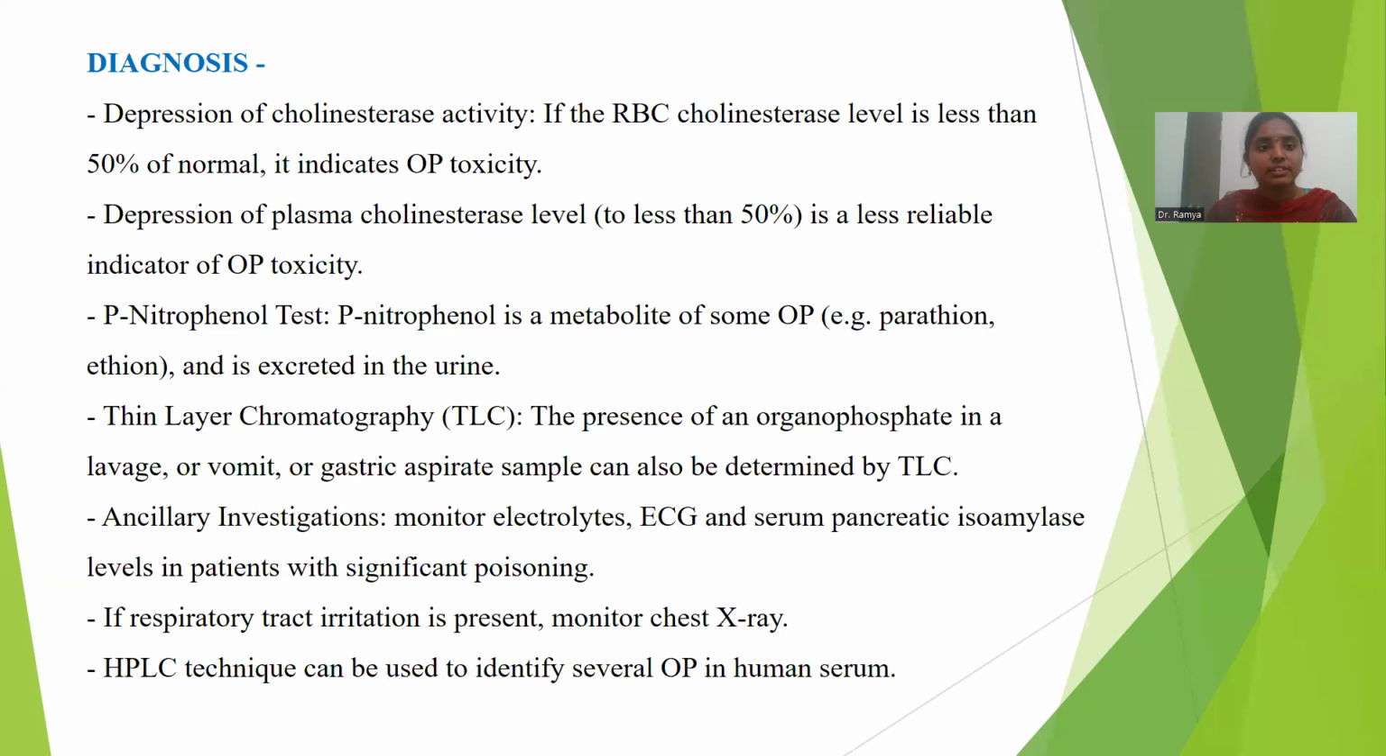First, in diagnosis, we will see depression of cholinesterase activity. If the RBC cholinesterase level is less than 50% of normal, it indicates organophosphate toxicity. Same as a depression of plasma cholinesterase level to less than 50% of normal, it is also one of the indicators of organophosphate toxicity. Next, the p-nitrophenol test. In this, a metabolite of some of the organophosphates can be identified in urine.